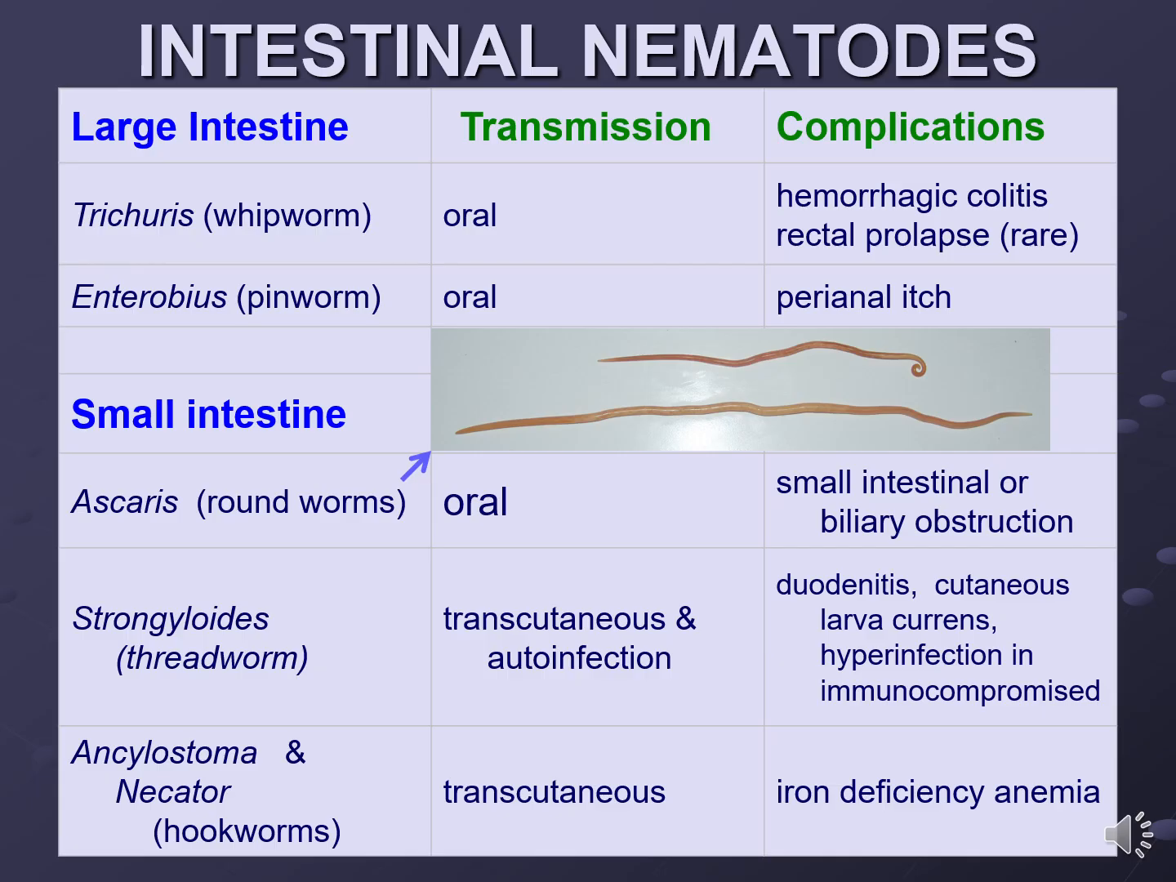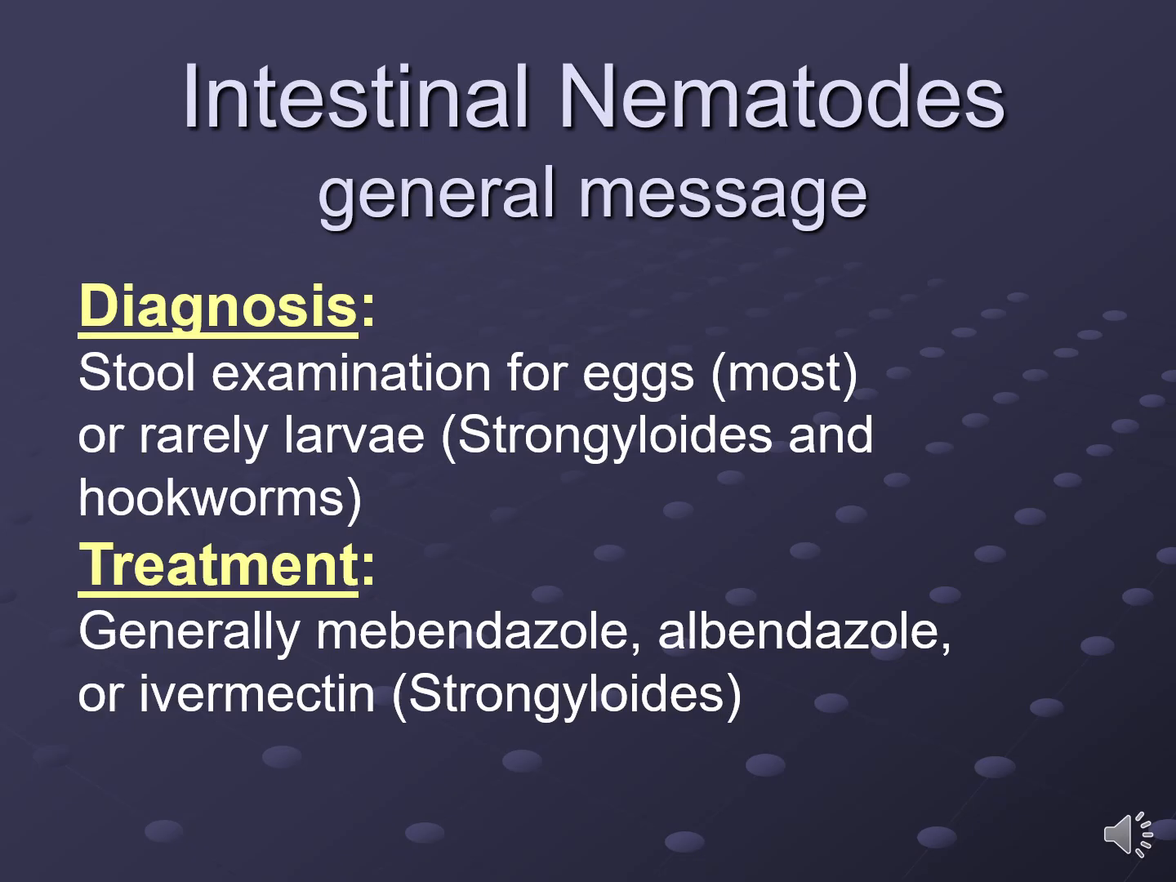Now you know Trichuris, the whipworm, Enterobius, the pinworm, and in the small intestines we have got Ascaris, the roundworm, Strongyloides, the threadworm, and Ancylostoma and Necator, the hookworms. This is like a review for you.